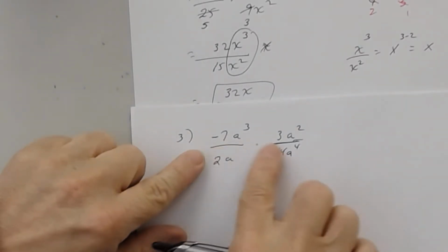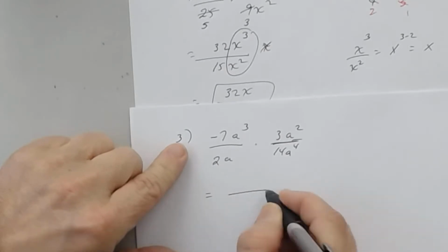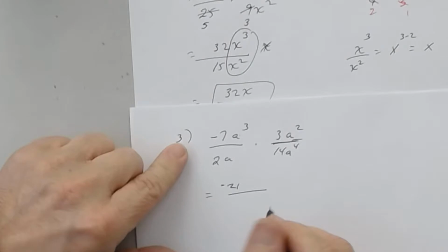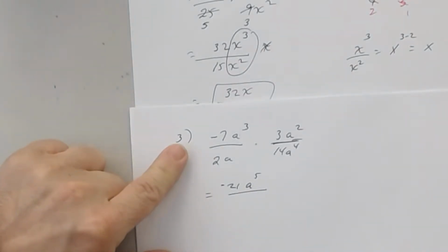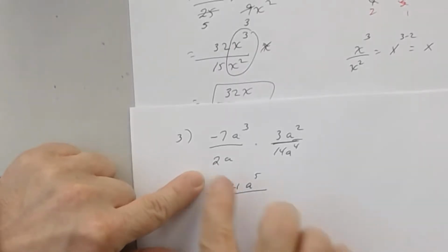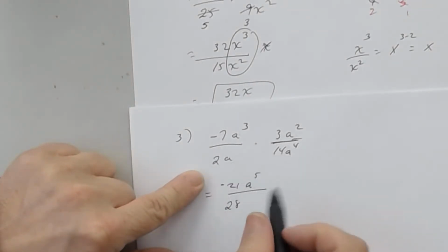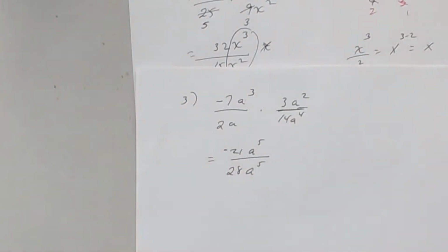What's a negative 7 times 3? All right, so I get negative 21 in the numerator. What's a cubed times a squared? a to the fifth. So that's what I have. All right, let's talk about the denominator. What's 2 times 14? And what's a times a to the fourth? A to the fifth. All right, so that's where I'm at.